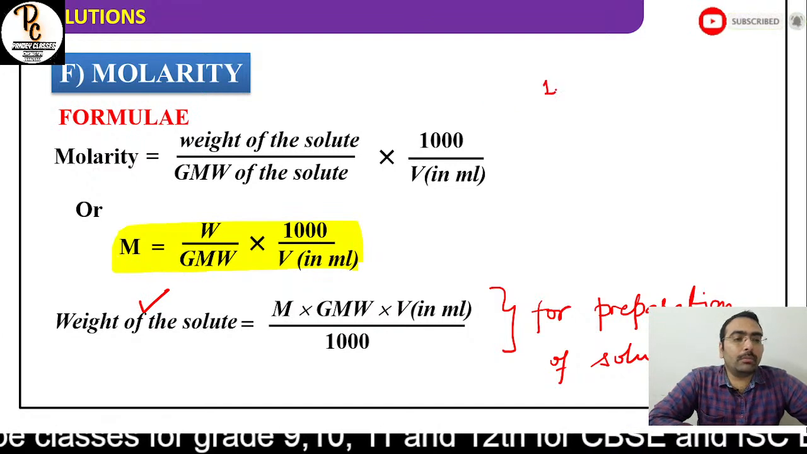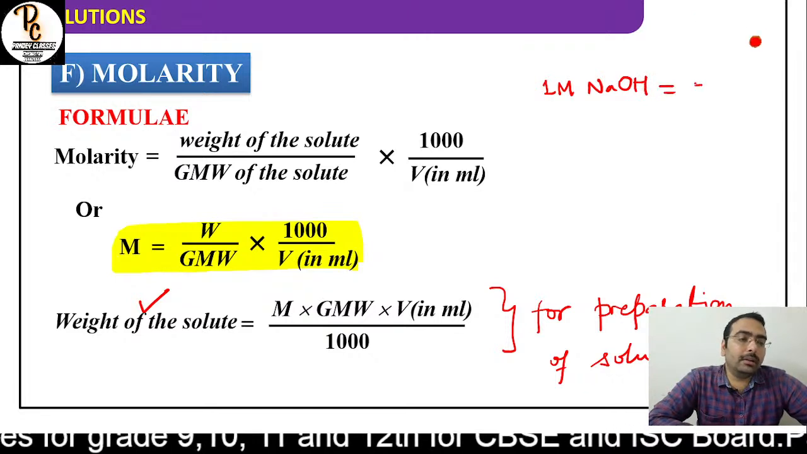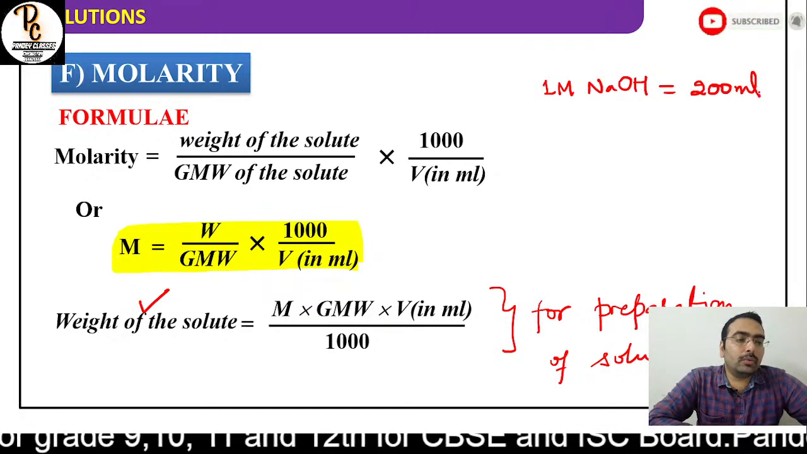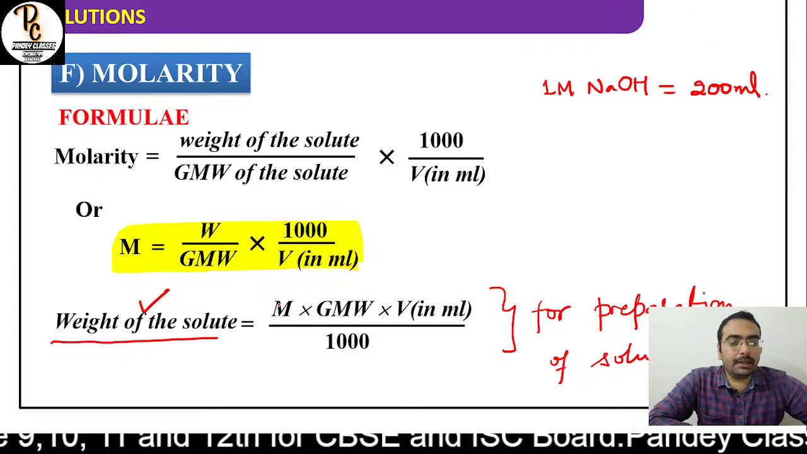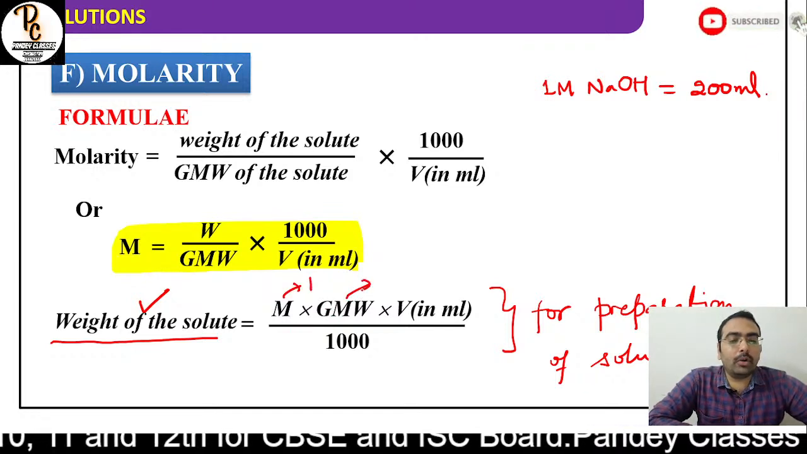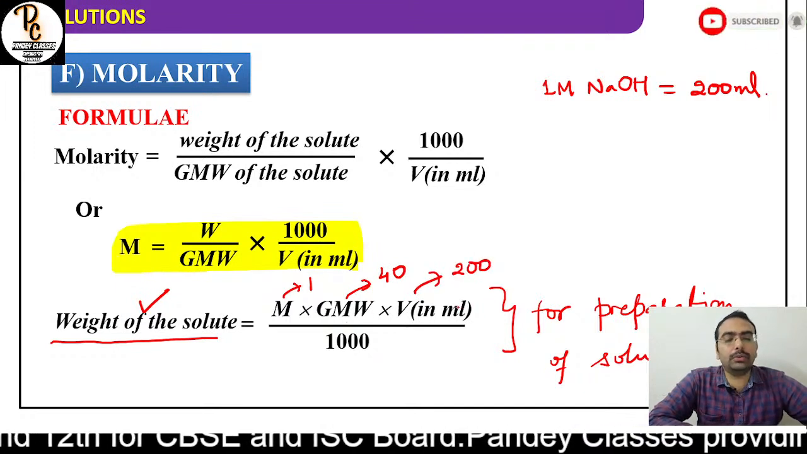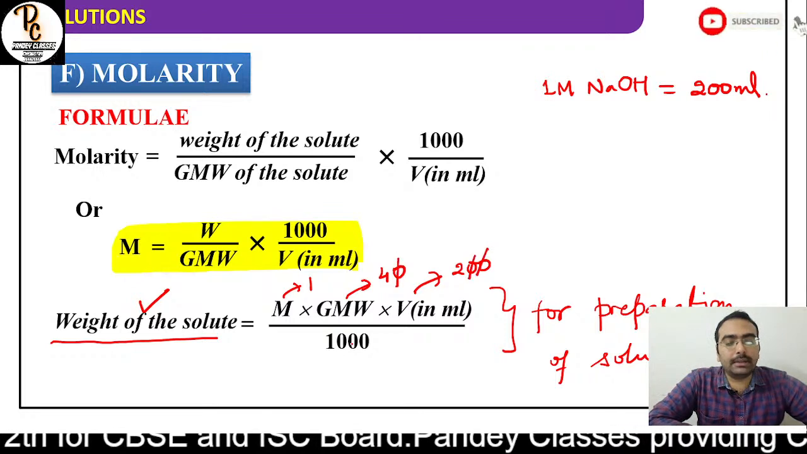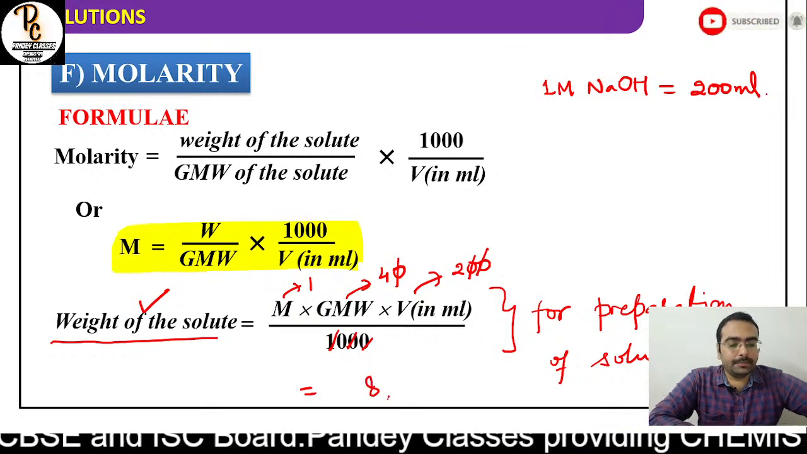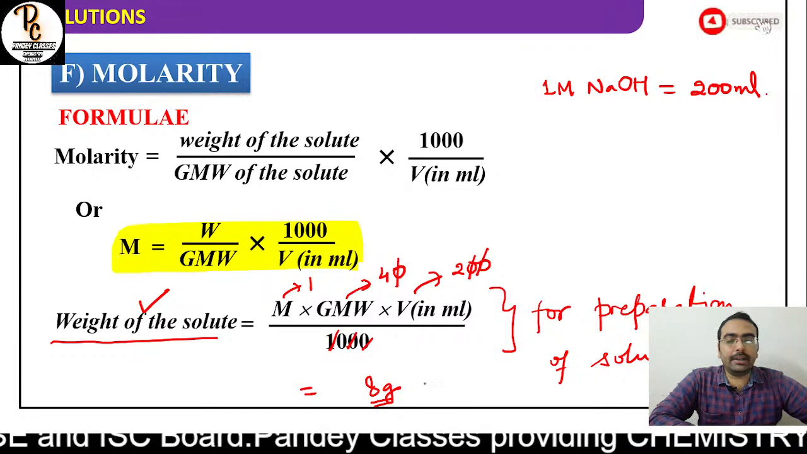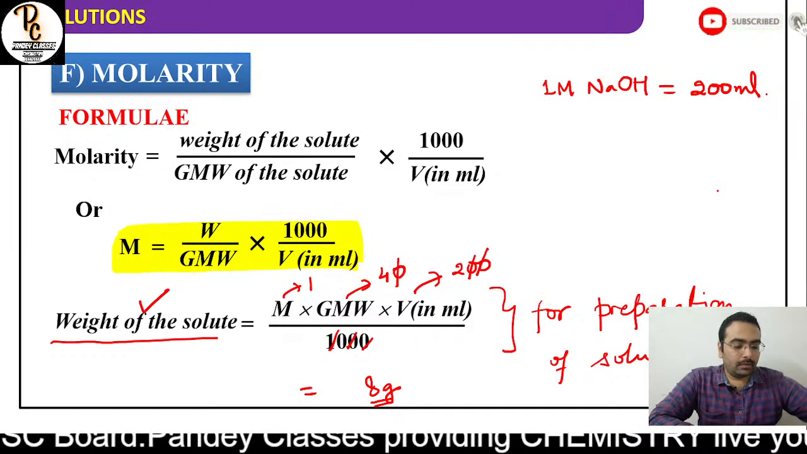अब मैंने आपको बोल दिया कि 1 molar बनाना है आपको NaOH solution और कितना होना चाहिए, you have to make it 200 ml only. So what you will do here, you will find out this weight of the solute. So simply M will become 1, gram molecular weight is 40 only. V is already given, that is 200 ml. सारी values को put करने पे हमें यहाँ से मिल जाता है 8. So how much we need to take? We need to take 8 grams of NaOH in 200 ml of water.